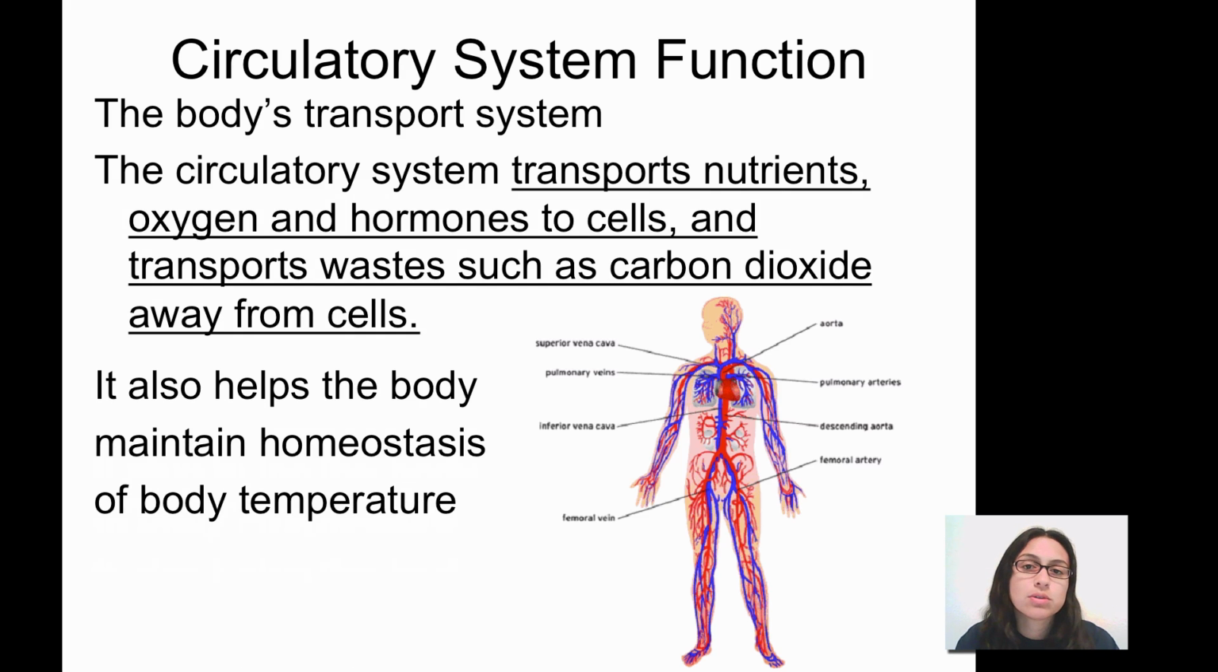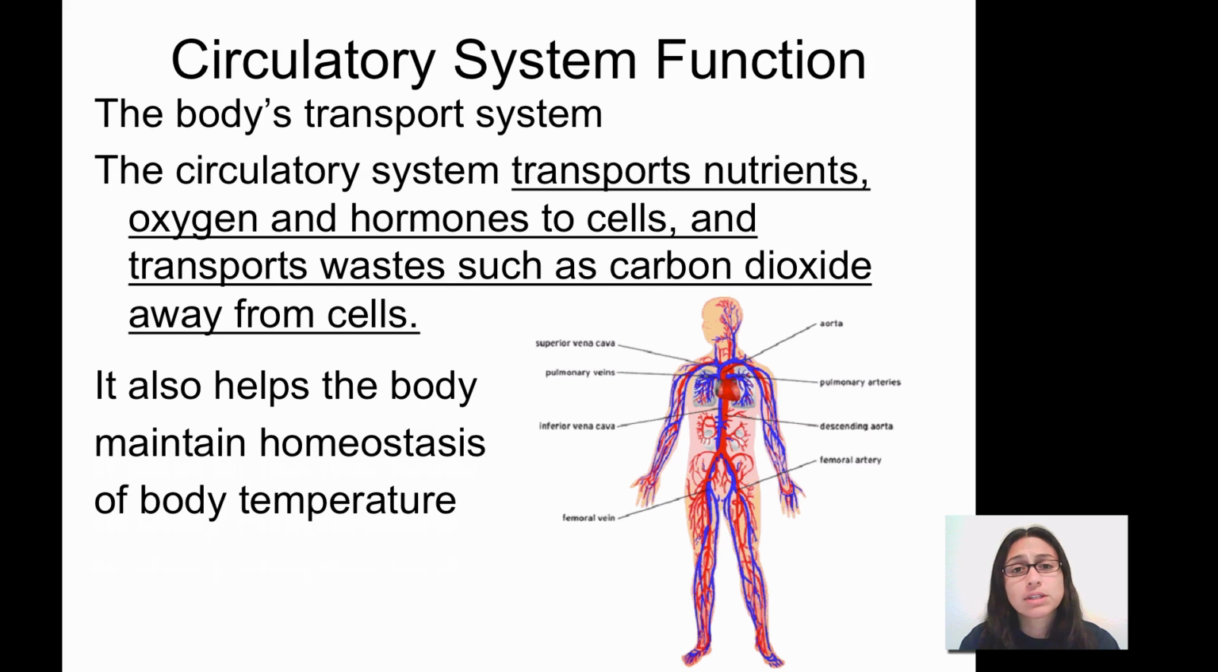Another function of the circulatory system is to help maintain homeostasis of body temperature. As blood flows through these tubes, through these blood vessels here in your body, this actually creates heat. Depending on how cold it is outside, your blood is actually moving at slightly different rates to either heat you up or cool you down.